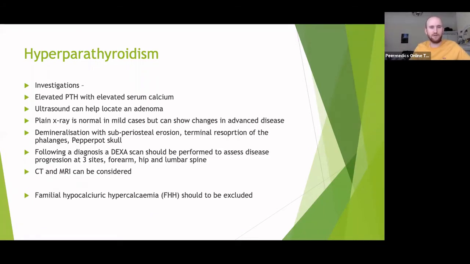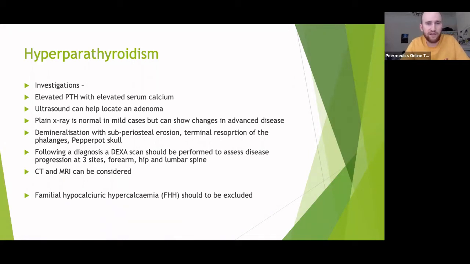We've got a few extra notes underneath that you can look at. So for your investigations, you're going to see elevated PTH and a high serum calcium. Obviously, in a normal feedback loop, you'd be expecting elevated PTH with a low calcium, and then you'd be hoping that would resolve itself. If it was the other way around, that would also be fine. But with them both high, that's where the problems arise.